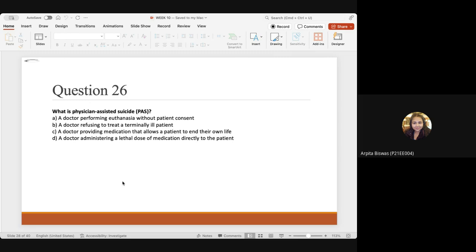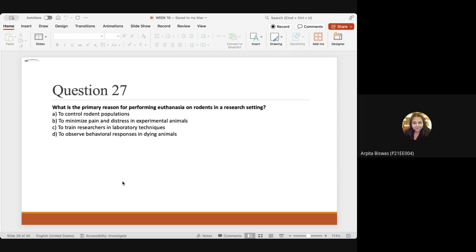Question number 26. What is physician assisted suicide? Option C, ma'am. Yes, a doctor providing medications that allow a patient to end their own life. Then question number 27. What is the primary reason for performing euthanasia on rodent in research setting? So option B, ma'am, to minimize pain and distress in the animal.